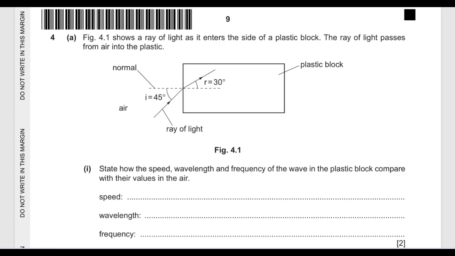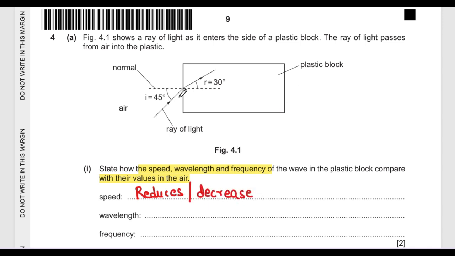Question number 4 is saying figure 4.1 shows a ray of light as it enters a side of a plastic block. The ray of light passes from air into the plastic. So this is the incident angle, this is the refracted angle. Show how the speed, wavelength and frequency of the wave in the plastic compare with their values in the air. Speed of light is greater in air as compared to solids and liquids. So that means speed of light when it enters plastic will decrease.